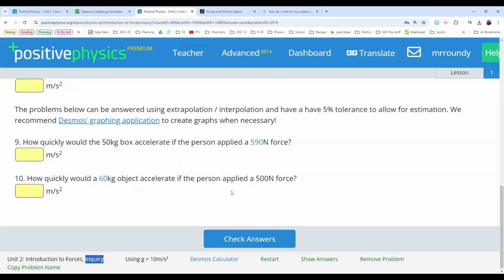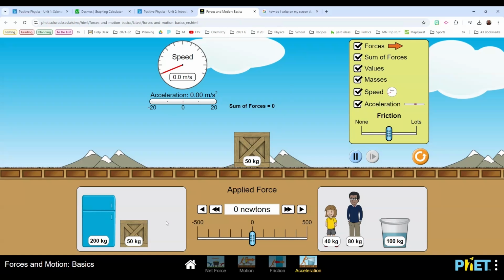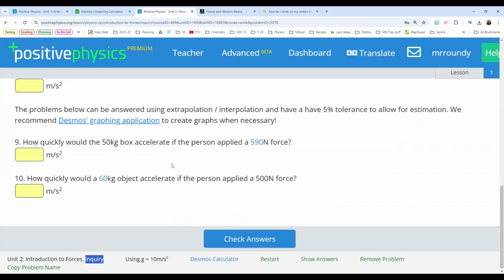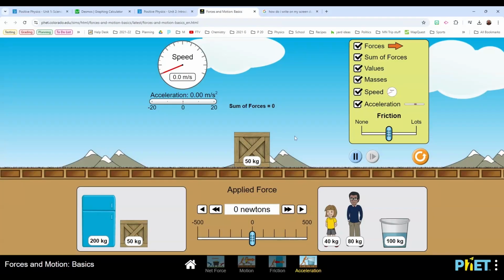Now, first of all, let me just point out that this concept builder has masses that you can see here. It's got 1, 2, 3, 4, 5, 6 different masses that you can use. And you can use forces of 0 to 500 newtons. Now, this particular question has you use a 60 kilogram object and a 500 Newton force. Well, we can do a 500 Newton force, but you'll notice there's no 60 kilogram option.